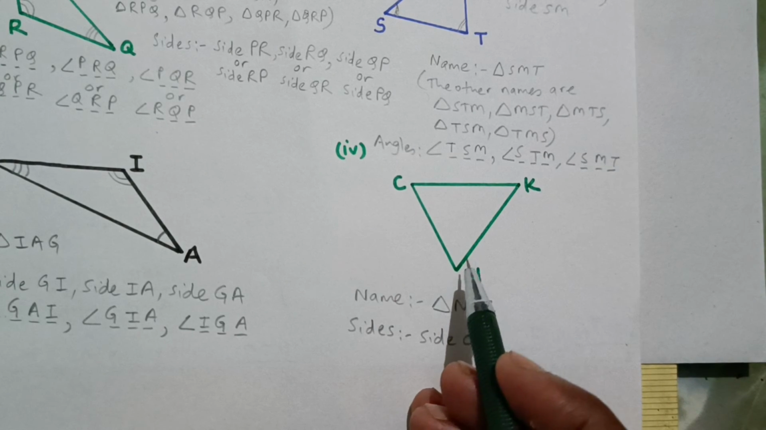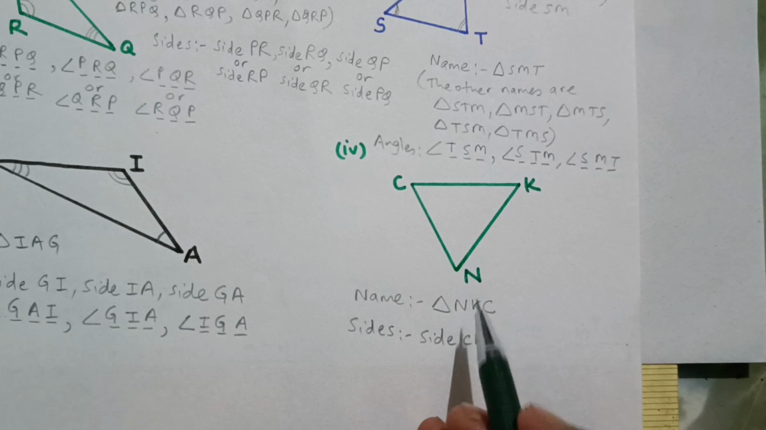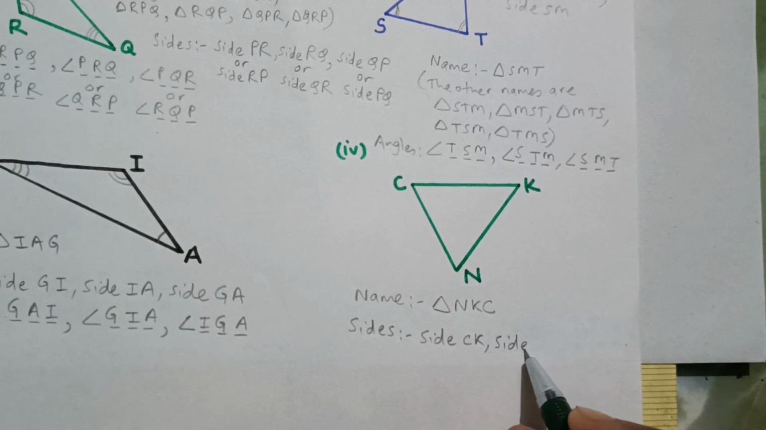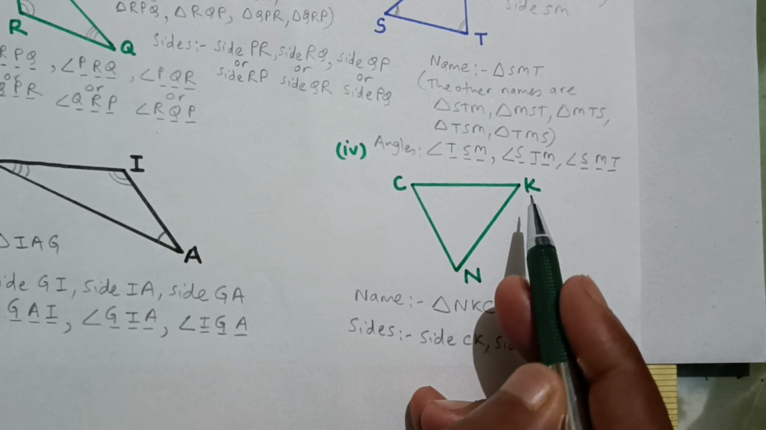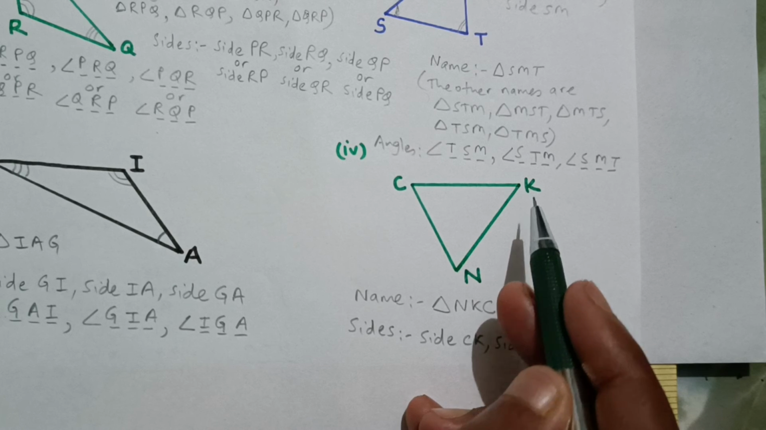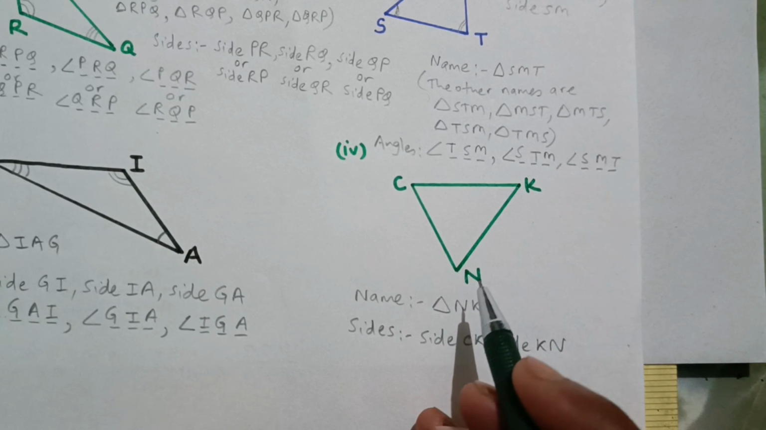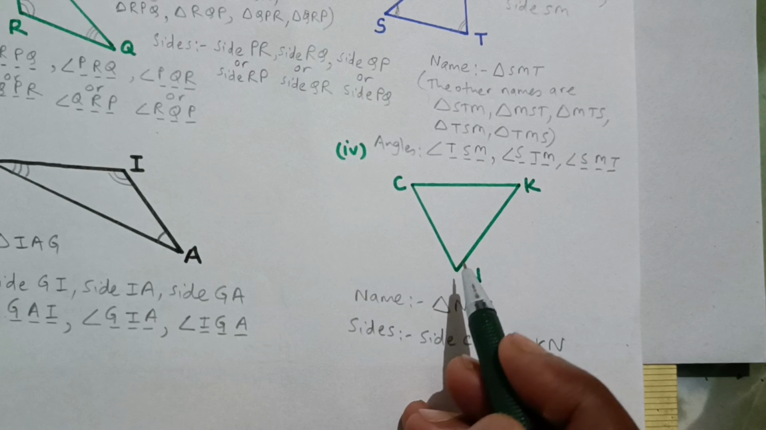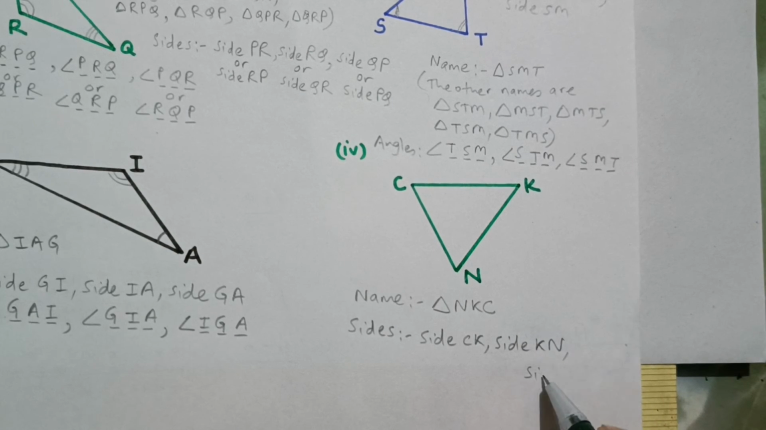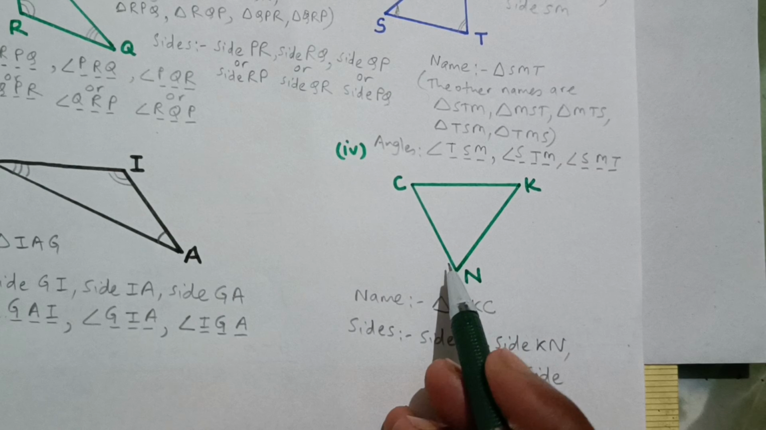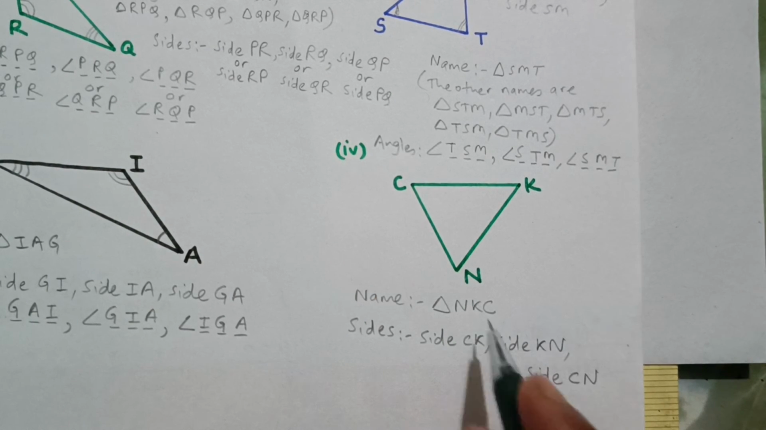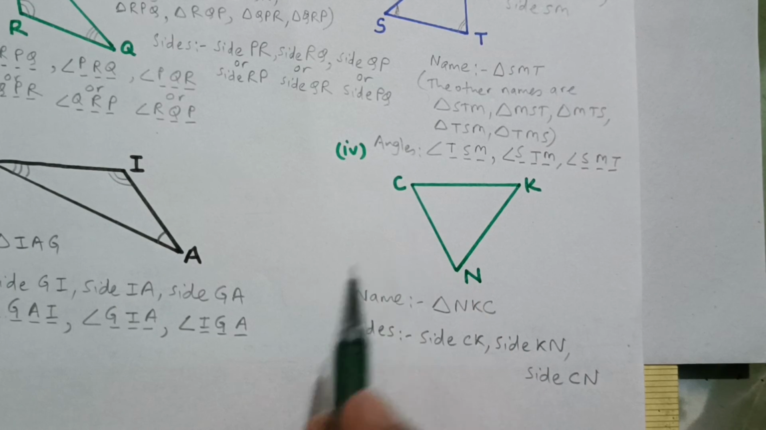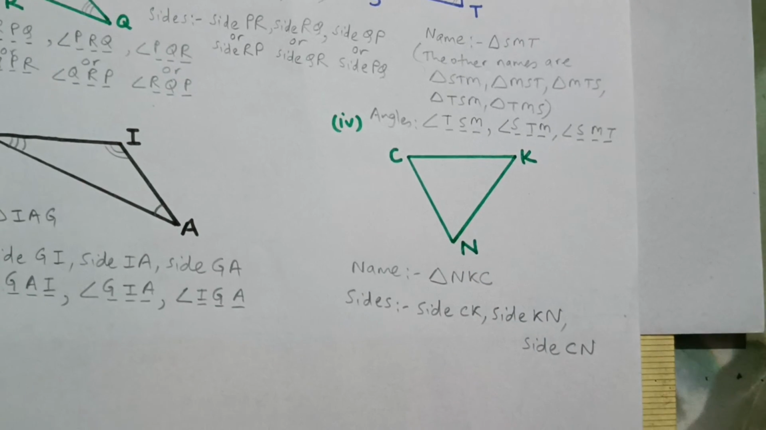Then let us go to this side. I will call this side side KN. Side KN. You can call this side side NK also. So either you call it side KN or you call it side NK. Both represent this side. And then the remaining side is this side. I will call this side side CN. Side CN. You can call this side side NC also. So we have written the three sides of this triangle.